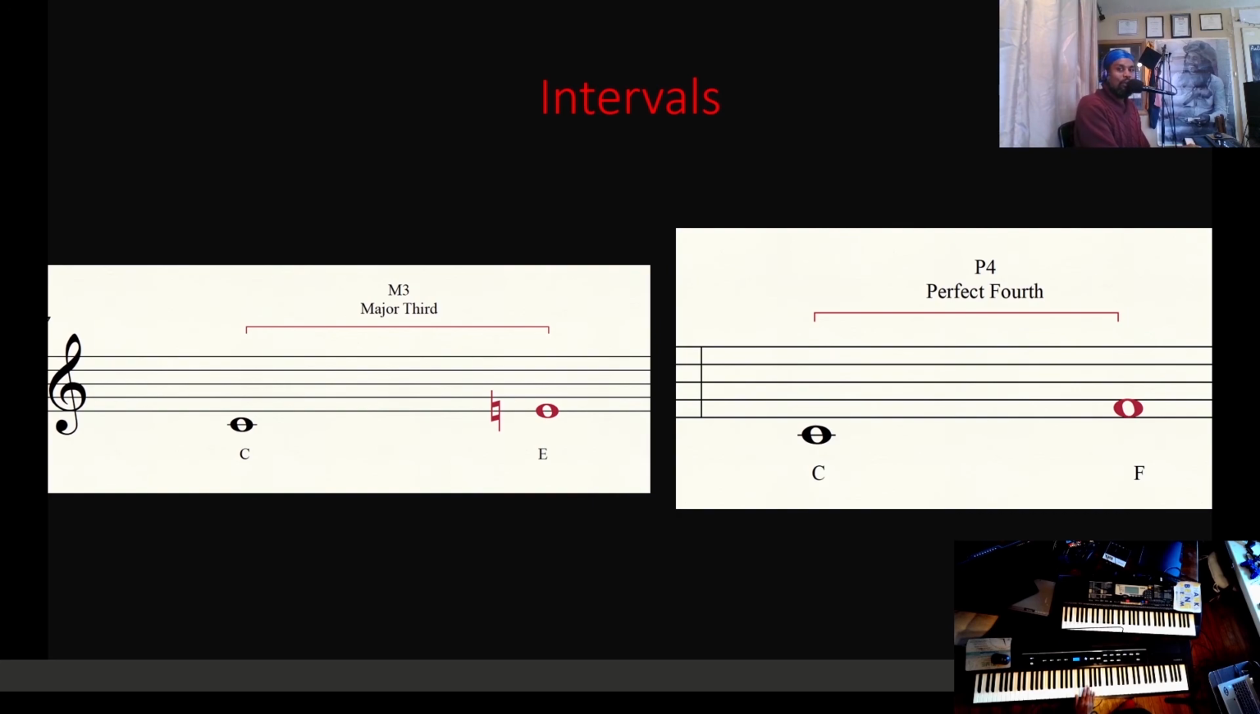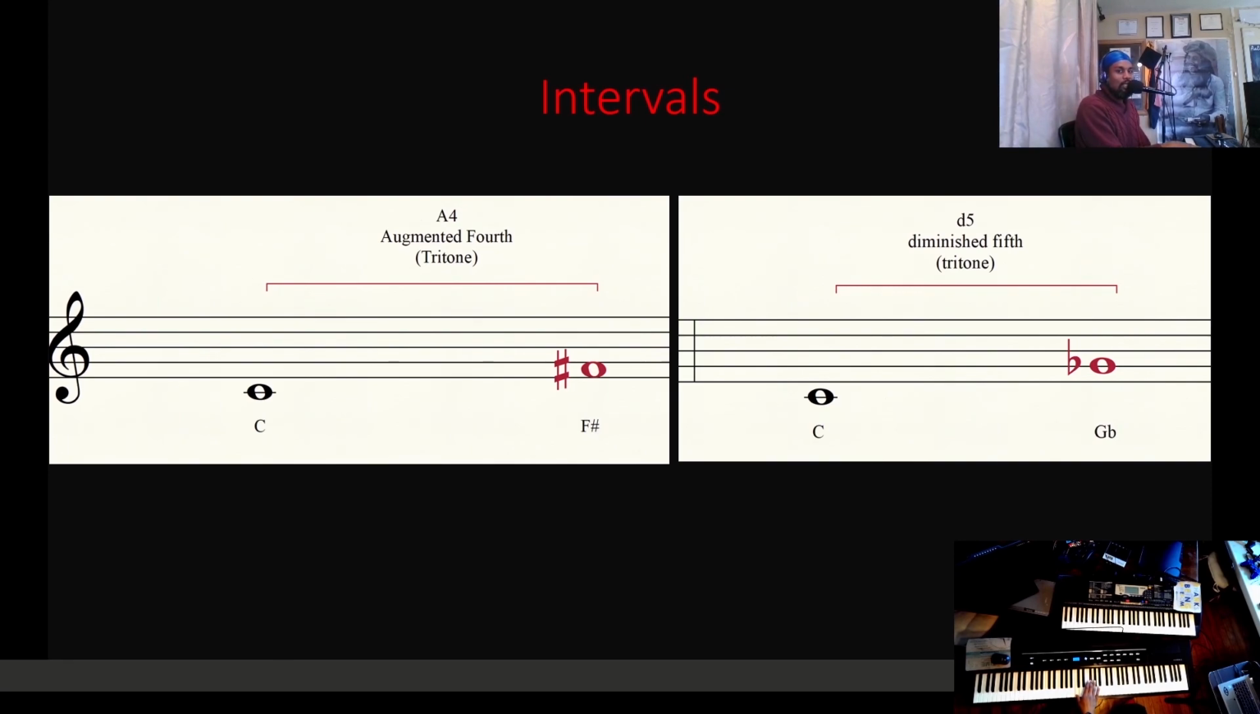C to F is what we call a perfect fourth. So there are perfect, majors, minors, augmented, and diminished. As we said, we're going to get into those in just a little bit. So C to F is a perfect fourth. Okay?